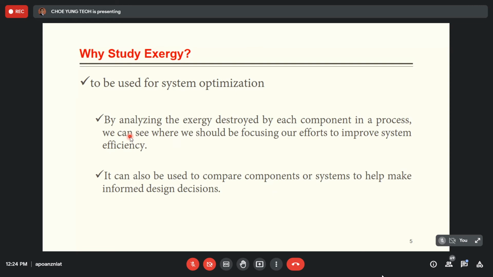Maybe let me give you an example. Let's say I have hot water at 100 degrees Celsius, and the environment is at 25 degrees Celsius.